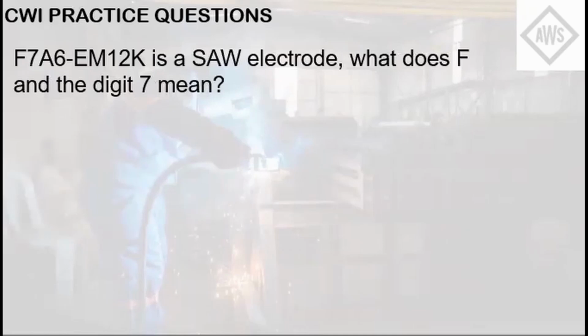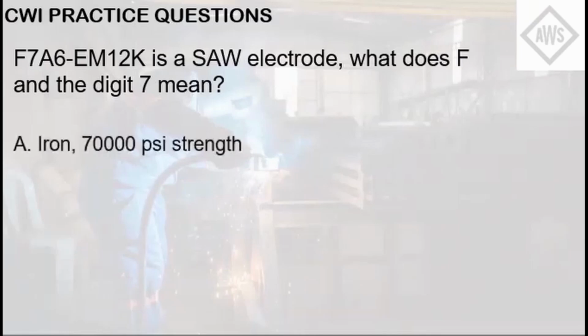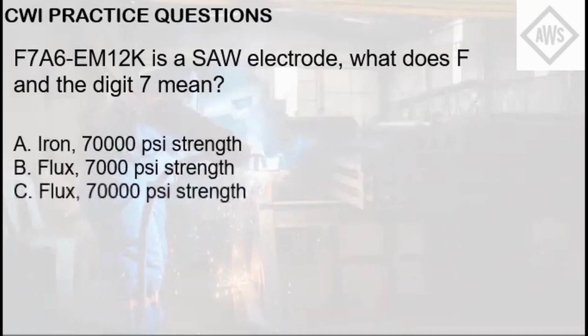So next question here, F7A6-EM12K is a SAW electrode. What does F and the digit 7 mean? Letter A, iron, 70,000 psi strength. B, flux, 7,000 psi strength. C, flux, 70,000 psi strength. D, iron, 70,000 psi strength.